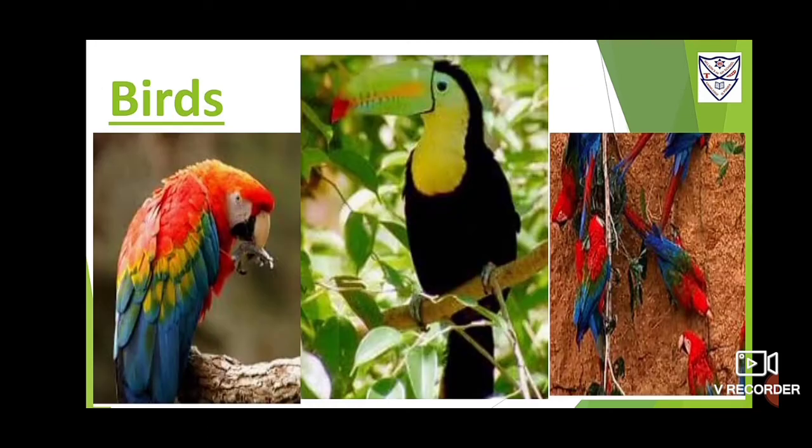Toucans, hummingbirds, birds of paradise are found here. The brilliantly colored plumage and oversized bill for eating make these birds very different from the birds commonly seen in India. These birds also make loud sounds.